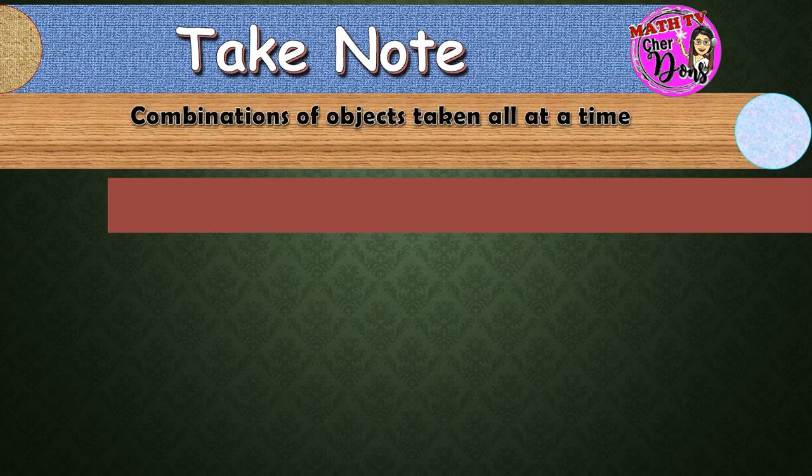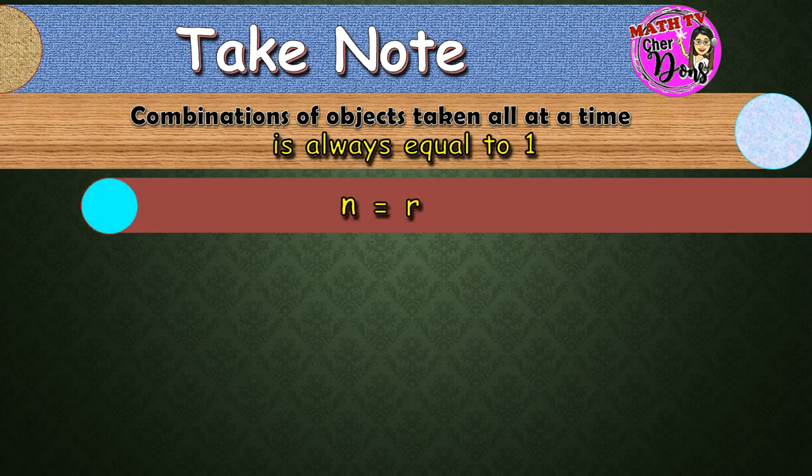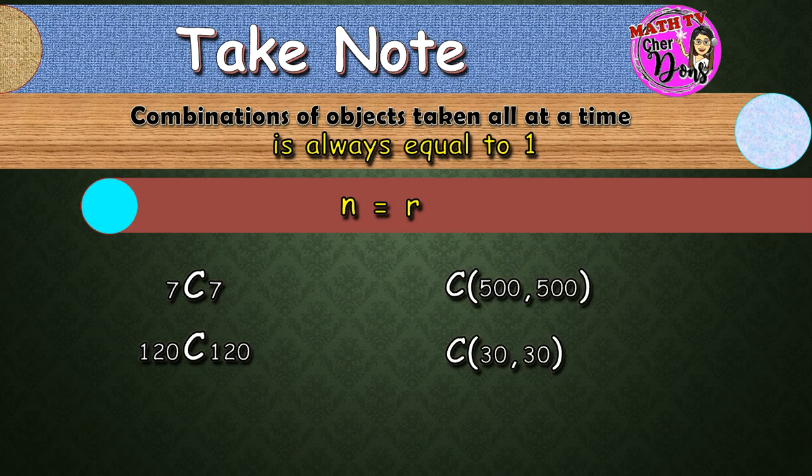The number of combinations of objects taken all at a time is always equal to 1, meaning your n is equal to r. For instance, combination of 7 objects taken 7 at a time, combination of 120 objects taken 120 at a time, or combination of 500, 500, combination of 30, 30 are all equal to 1.